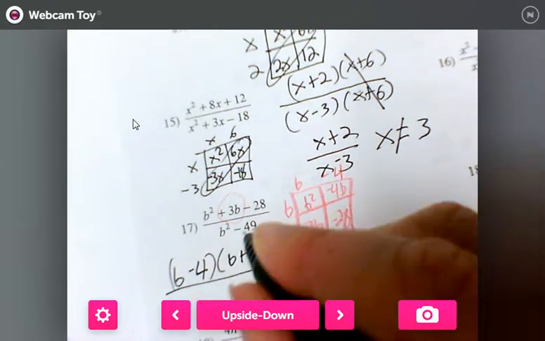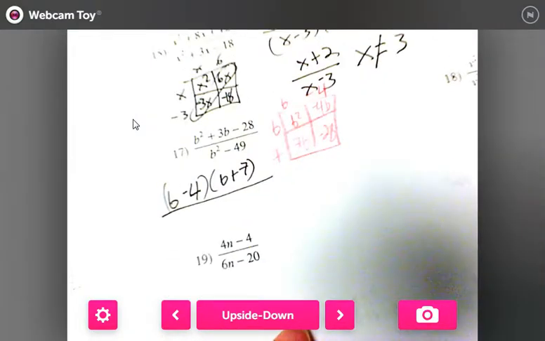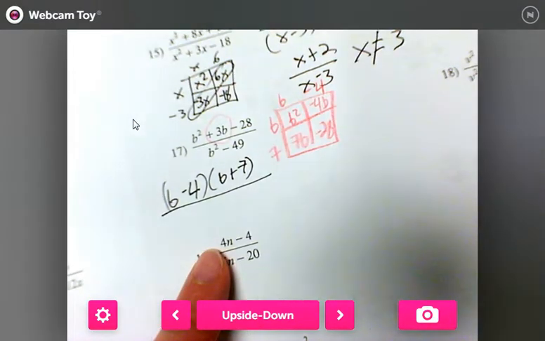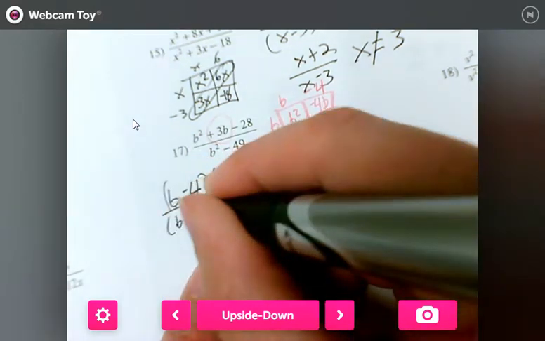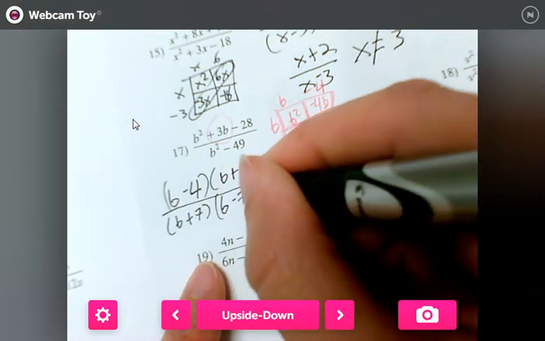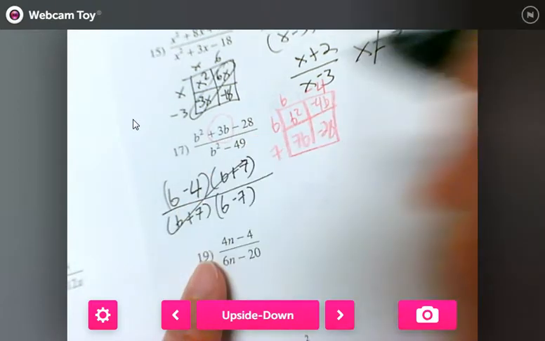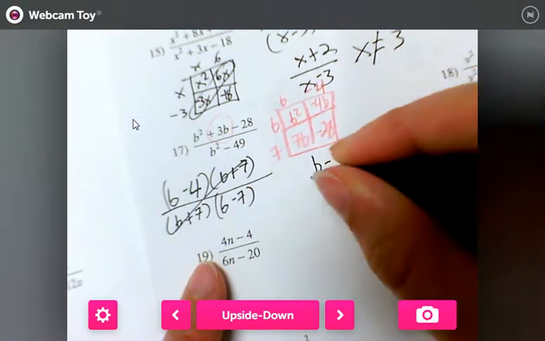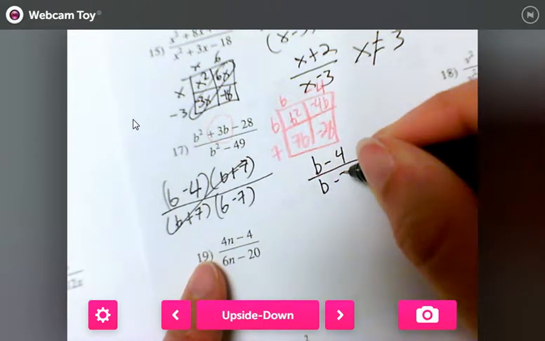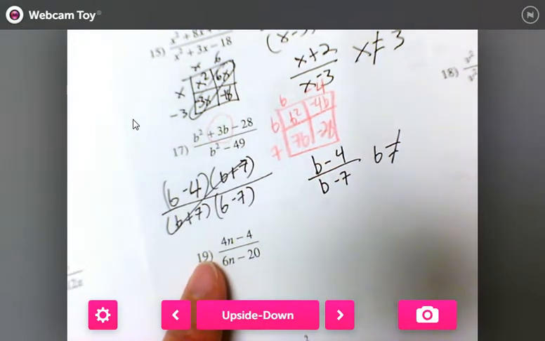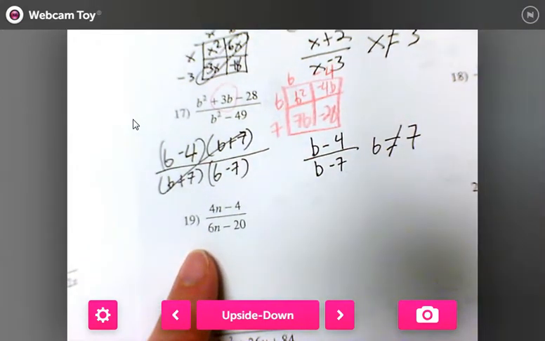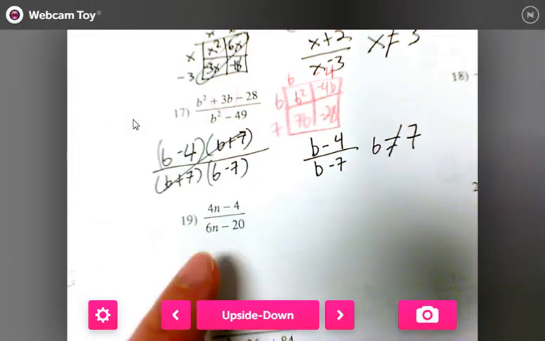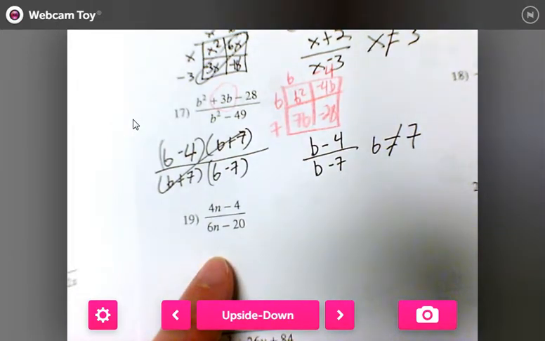What's the bottom going to factor to be? B squared minus 49. 7. B plus 7 and b minus 7, right? Yes. These cancel. I'm left with b minus 4 over b minus 7. What can b not be? What's going to make 0 on the bottom? Positive 7. How are we feeling about these? Yeah? Pretty smooth, I think. We should go for more.